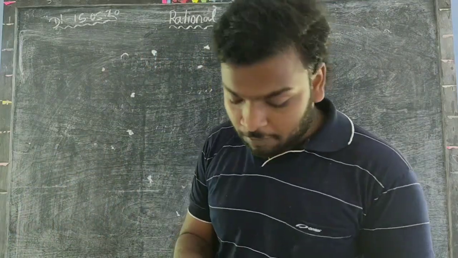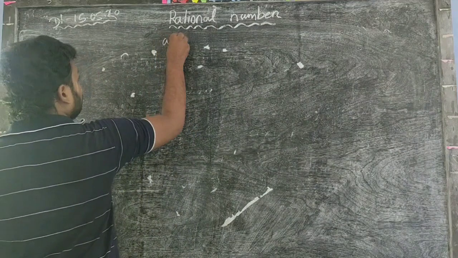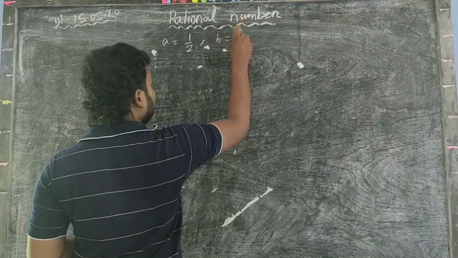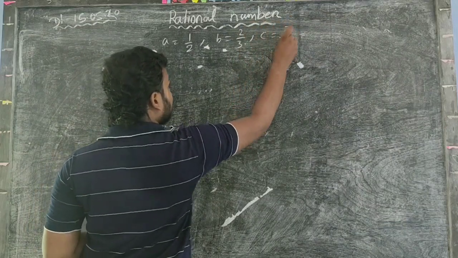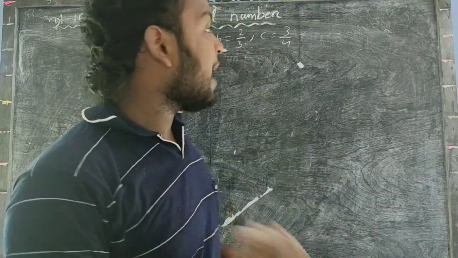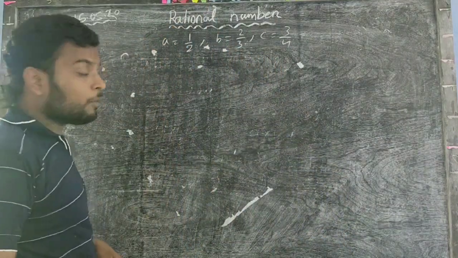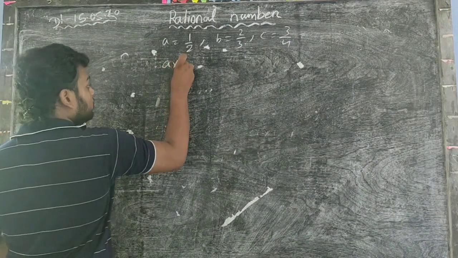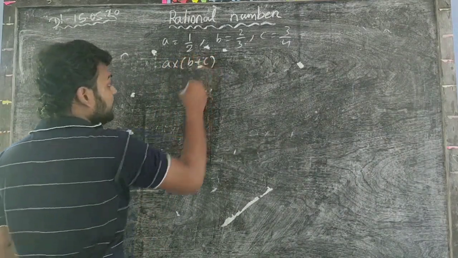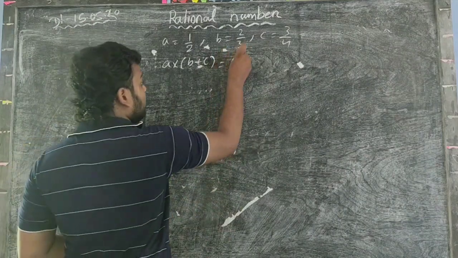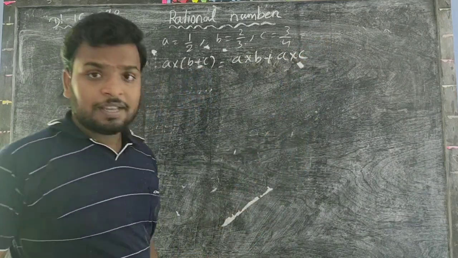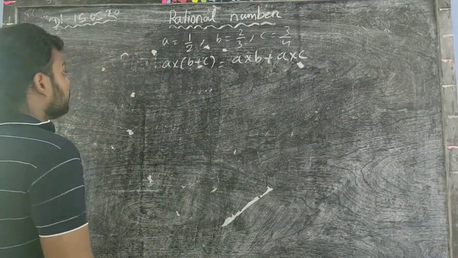So taking an example, let A equal to 1 by 2, B equal to 2 by 3, C equal to 3 by 4. Okay. So I will go to distributive property over addition. According to distributive property over addition, A into (B plus C) equal to A into B plus A into C. Okay. So we will analyze.